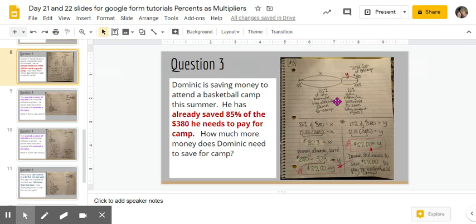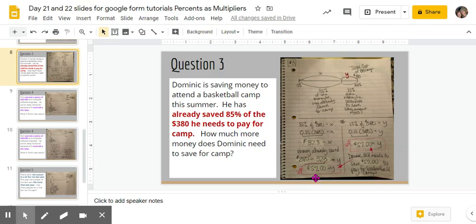The other multiplier in this story is 15%. And if you remember, we labeled that as the money left to save for camp. So 15% would be a direct multiplier to get to Y. We wouldn't have to do the subtracting away X to get Y. We could use this multiplier and get directly to it. So 15% of 380, 0.15 is the multiplier, times 380 is $57.